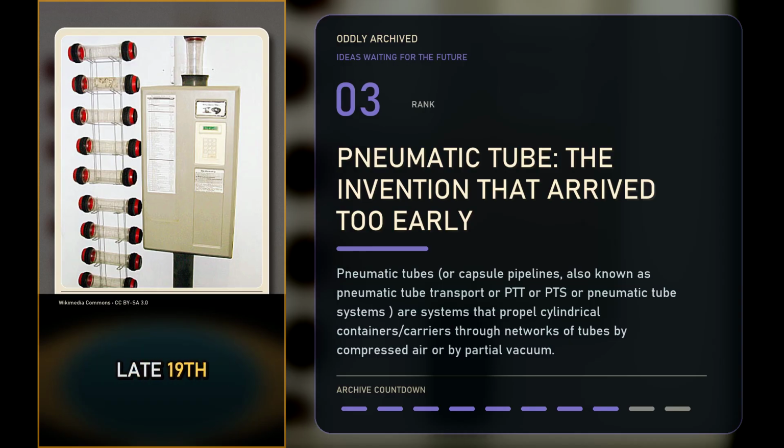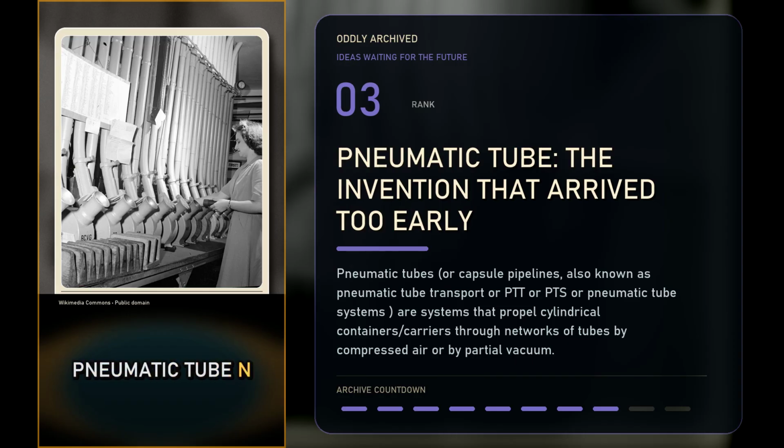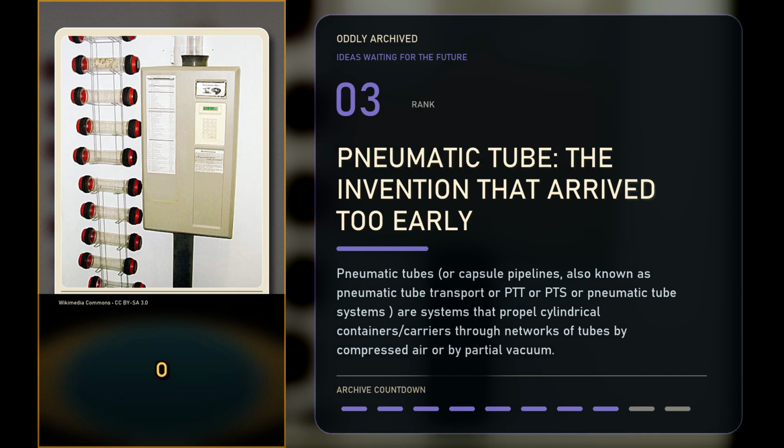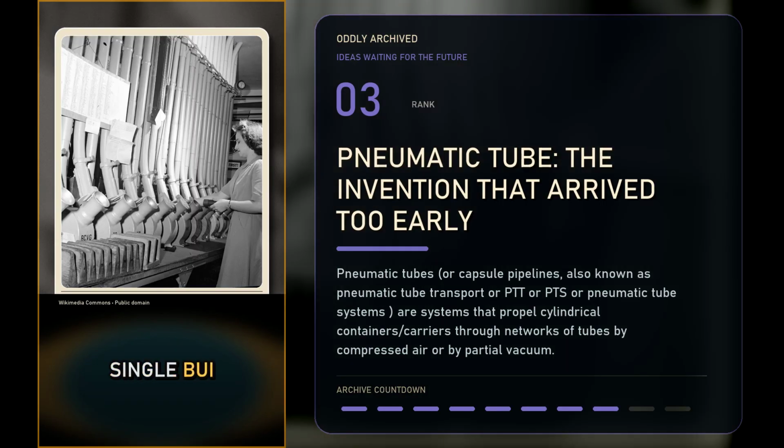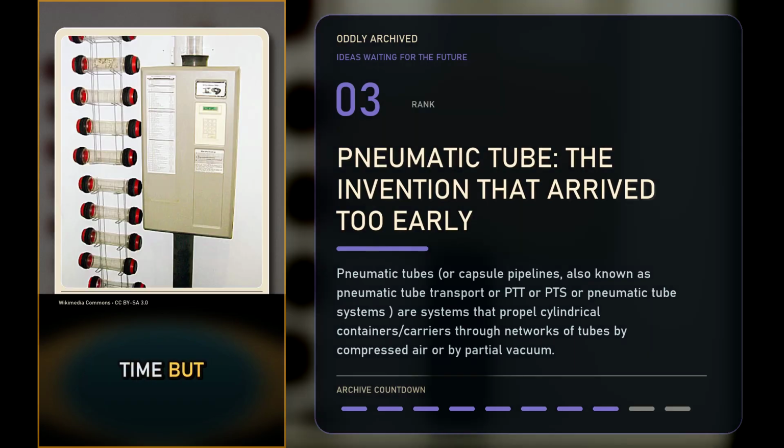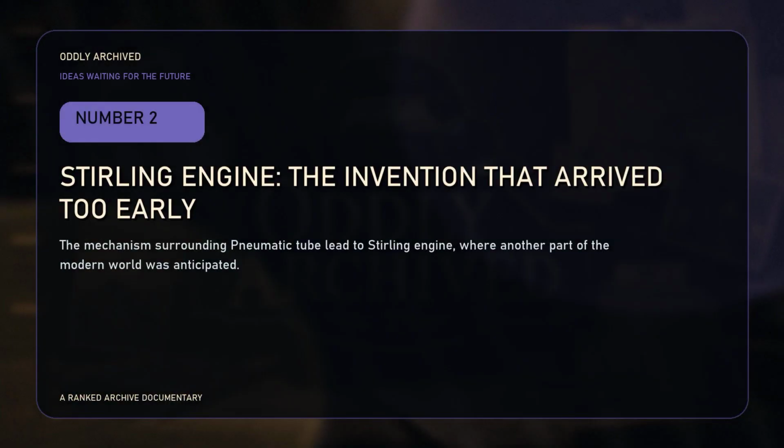In the late 19th and early 20th centuries, pneumatic tube networks were most often found in offices that needed to transport small, urgent packages such as mail, other paperwork, or money over relatively short distances, with most systems confined to a single building or at most an area within a city. The largest installations became quite complex in their time, but have mostly been superseded by digitization in the information age. The mechanism surrounding pneumatic tube led to Stirling engine, where another part of the modern world was anticipated.